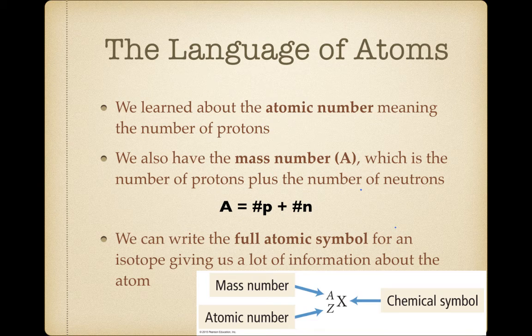We don't always see the number of protons written there. Sometimes you just see the mass number and the chemical symbol. Once you know the chemical symbol, the atomic number is a little bit redundant, and sometimes you see it and sometimes you don't.